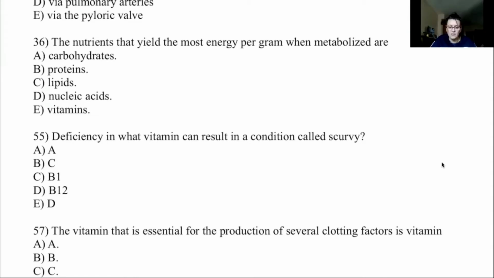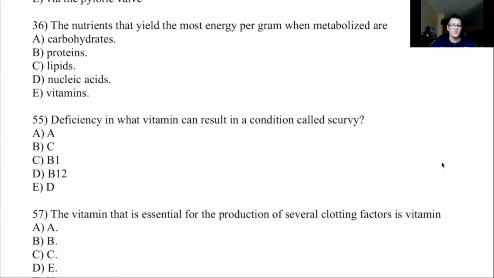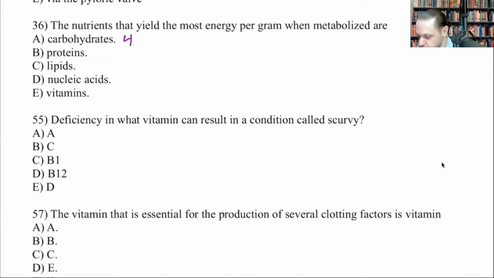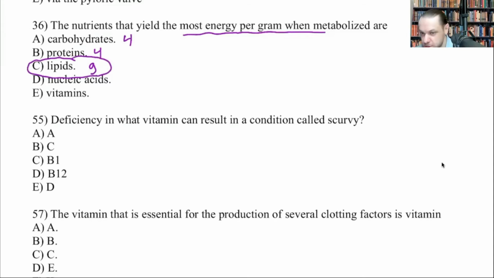Okay, the nutrients that yield the most energy per gram when metabolized are A, carbohydrates. Yeah, so this one is a little tricky, right? If you remember your kilocalories, if you look at the labels, carbohydrates make about 4, proteins make 4, lipids make about 9, right? So truly speaking, the nutrients that yield the most energy per gram would be C, lipids, right? And it's also how much you could withdraw.